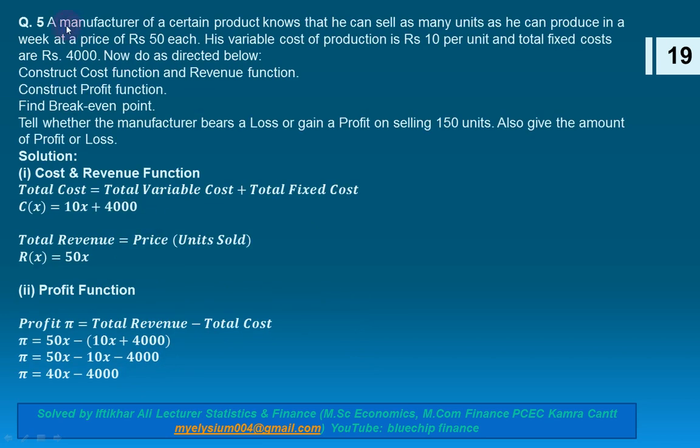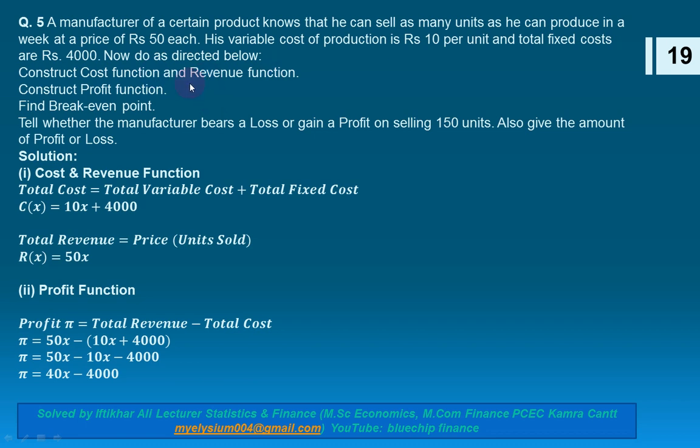Question number 5. A manufacturer of a certain product knows that he can sell as many units as he can produce in a week at a price of rupees 50 each. His variable cost of production is rupees 10 per unit and total fixed cost is rupees 4,000. Now do as directed below. Number 1: construct cost function and revenue function.